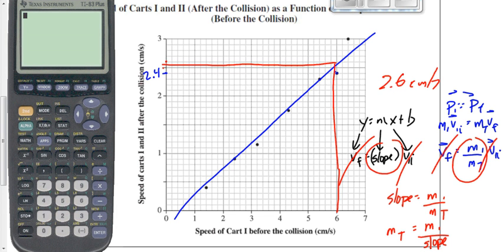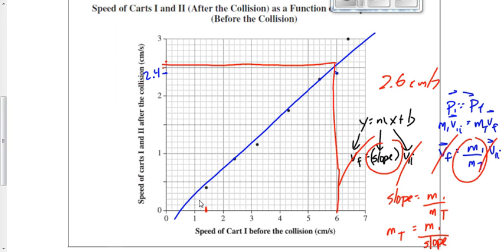We're going to say stat, edit. When you go there, it should probably be blank. If it's not, just go up to L1 and press clear. Now let's enter our data points. Now, you've got to be careful here, okay? Make sure you get these data points correct. I got the first data point to be 1.4 and 0.4.